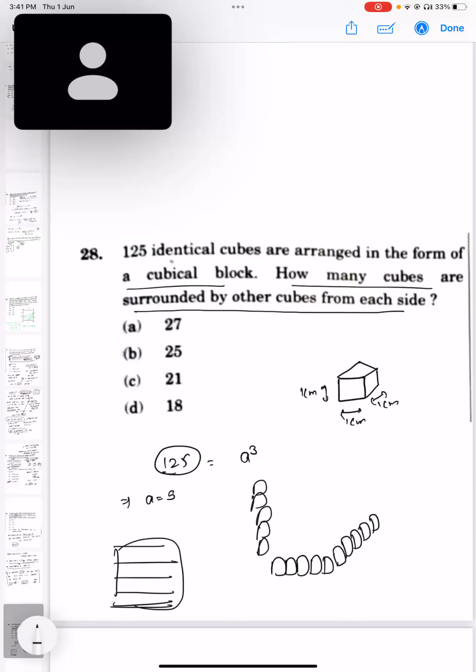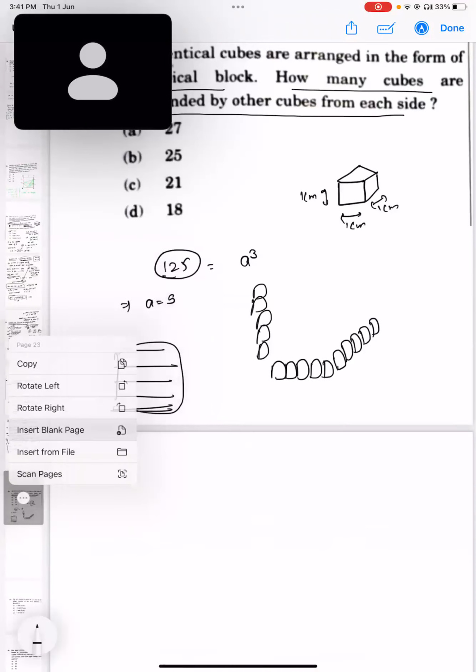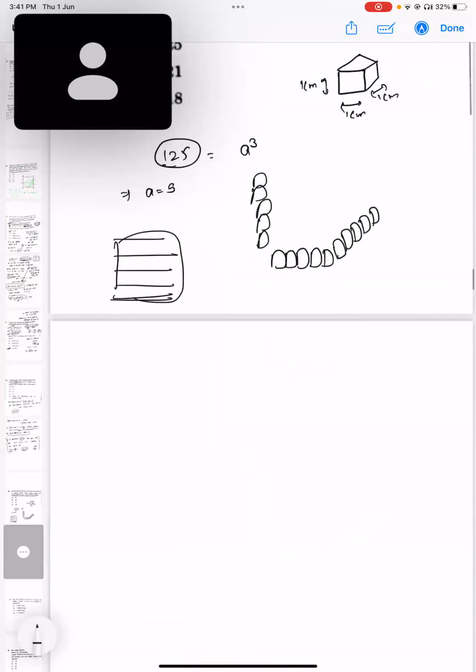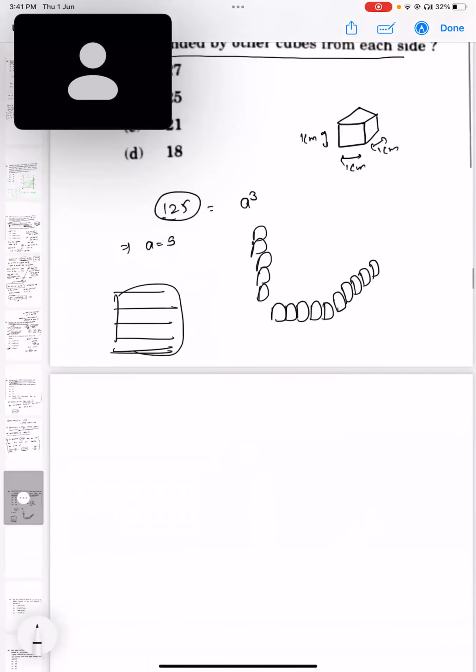Fine. Now the question is asking how many cubes are surrounded by other cubes from each side. So there should be a cube on every side. See, this question is all about visualization. If you can visualize how 125 cubes are sitting inside a place, then you can find it very easily. Because then what do you need to do? You have to remove one cube from the left hand side, one from the right hand side, one from the bottom, one from the top, and one from the front and one from the back. So basically you have to remove sides.